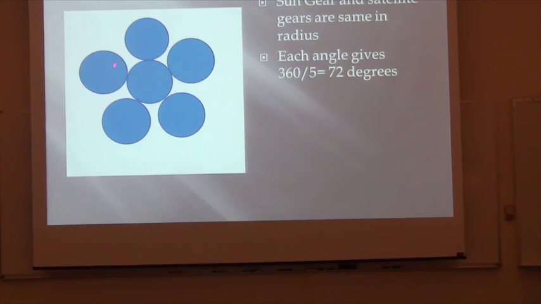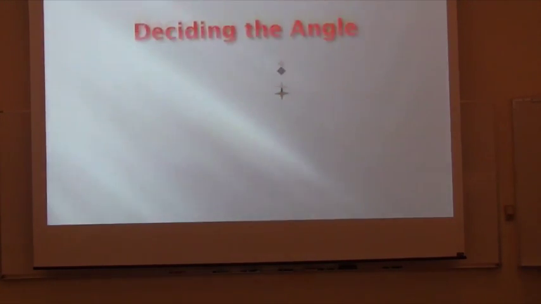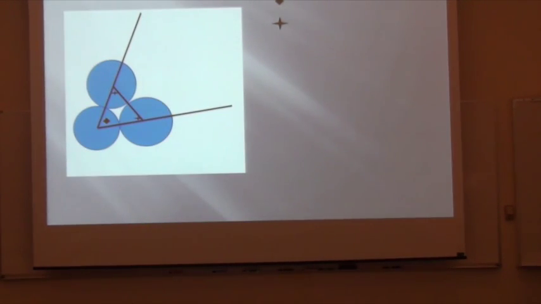I decided all circles have the same radius, and using normal trigonometry, 360 divided by 5 is 72 degrees. This is the minimum requirement for the satellite gears, so that they do not overlap.